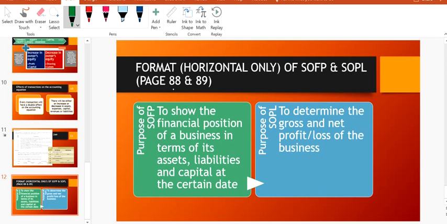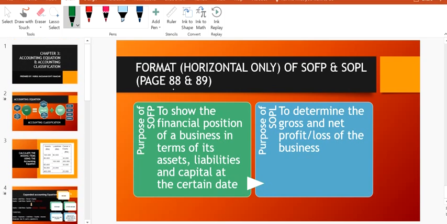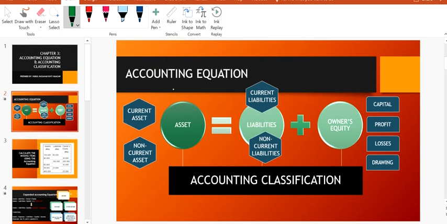So I rumuskan balik chapter 3 ni. First you akan tahu accounting equation. Basic accounting equation ialah asset equal to liabilities plus owner's equity, and then the expanded accounting equation will be the LOR. Okay, asset plus expenses equal to liabilities plus owner's equity plus revenue. LOR. So you must know what is the current asset, non-current asset, current liability, non-current liability, and then the owner's equity.